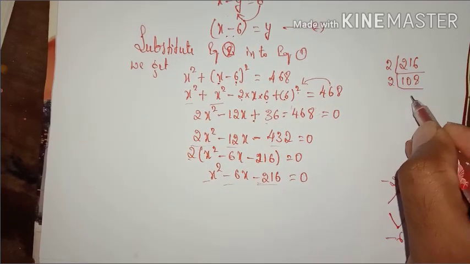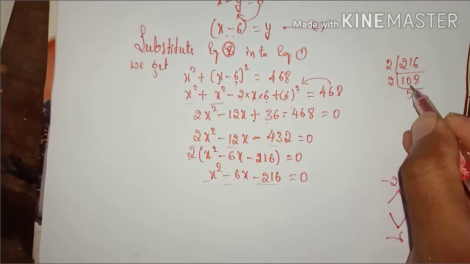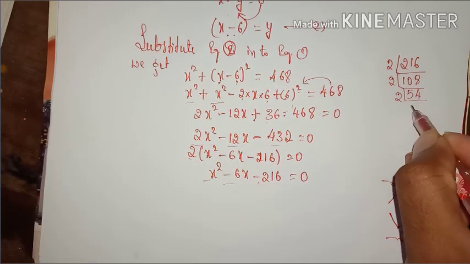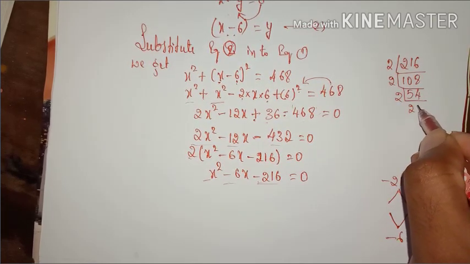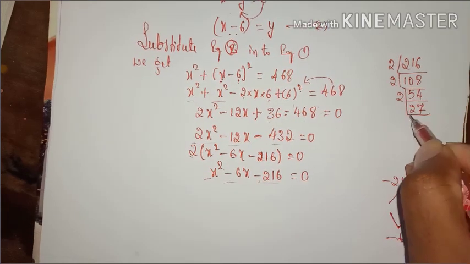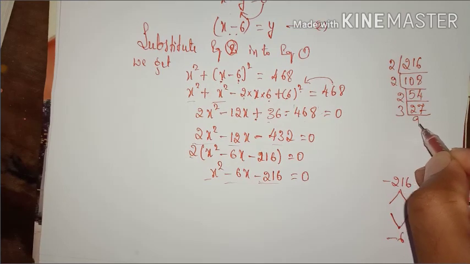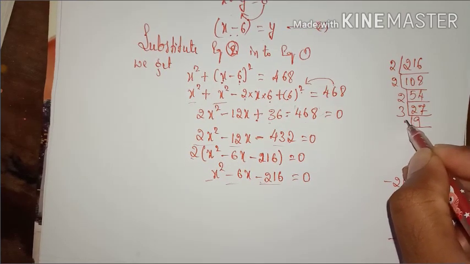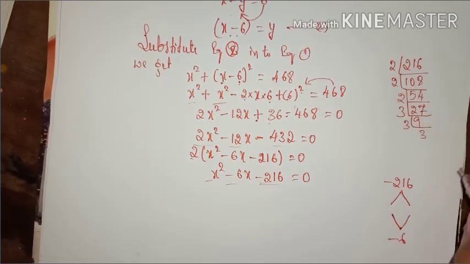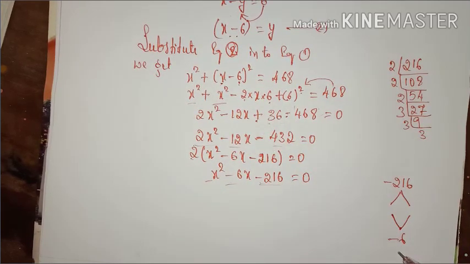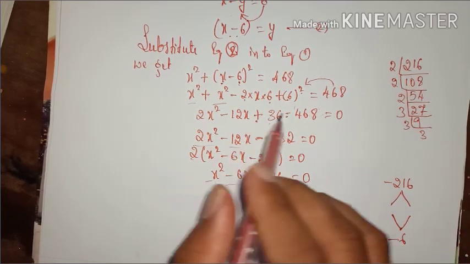Again, 2 fives are 10, finished. So 2 fours are, again take 2 itself, so 2 twos are 4, and 2 sevens are 27. Now try to go with 3, so 3 nines are 27, and 3 threes are 9. All the prime numbers I have taken. Make a group now. If I want to make a group, I should get minus 6, a less number, so both are almost equal numbers I am supposed to get.